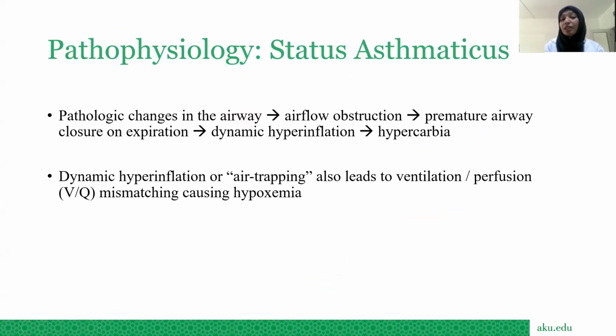When there are pathological changes in the airway, it will lead to airflow obstruction. With airflow obstruction, there will be premature airway closure on expiration. This will lead to dynamic hyperinflation. Intrinsic PEEP will be generated, and this will lead to hypercarbia. Dynamic hyperinflation or air trapping can also lead to ventilation perfusion mismatch, which causes hypoxemia. And hypoxemia is the hallmark of status asthmaticus.